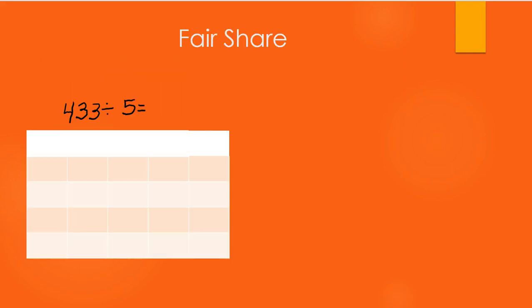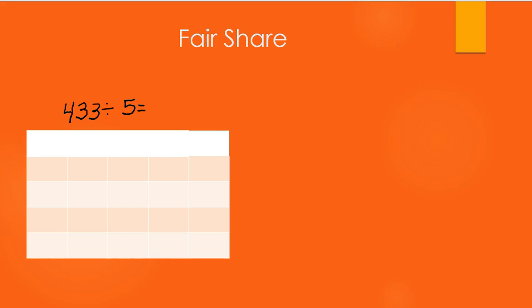So the first one we're going to talk about is fair share. And the number we're going to divide for all of the problems is the same. It's 433 divided by 5. In fair share, what we're going to do is create 5 columns because we're dividing it into 5 equal parts. And that's all division is, breaking something up into equal parts.